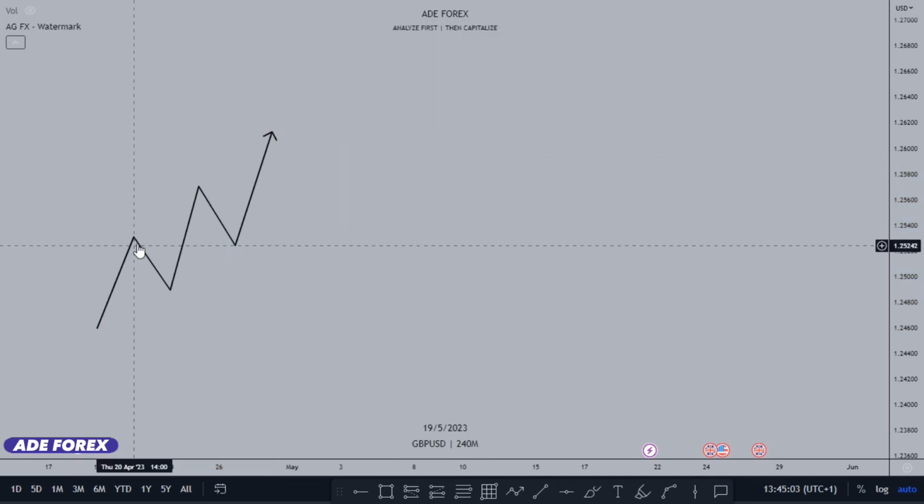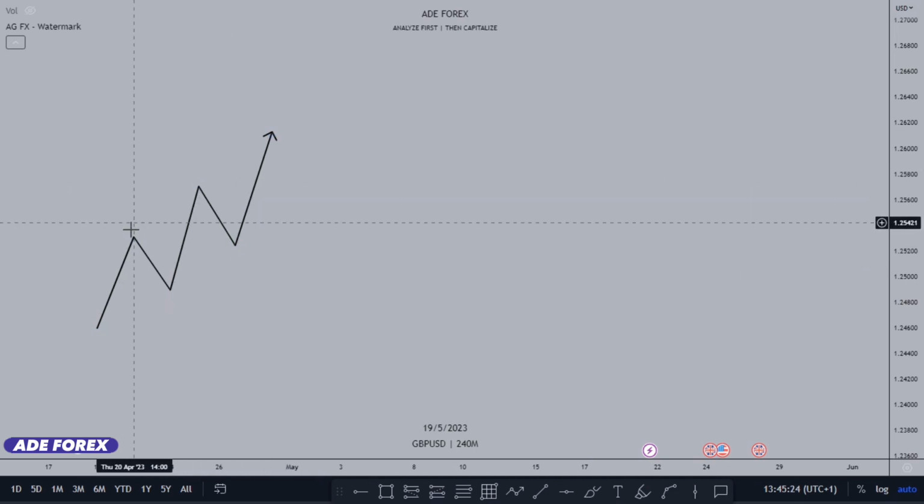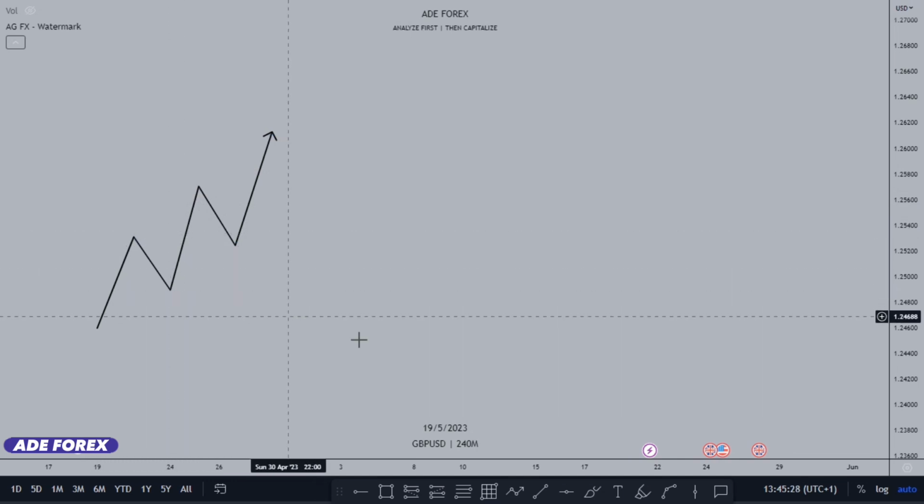Why is it called a higher low? Because this is a low, and this is also a low, but this low is higher than the previous low. That's why it's called a higher low. And this is called a higher high because these are two highs, but this high is higher than the previous high. So that's the logic behind calling it that.